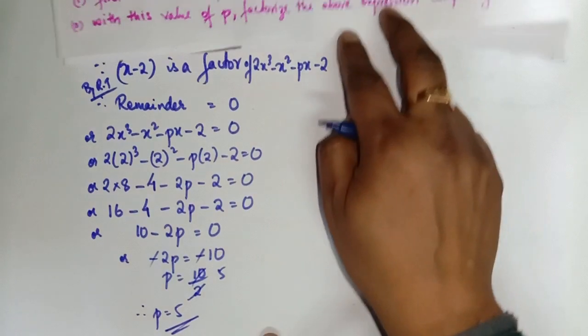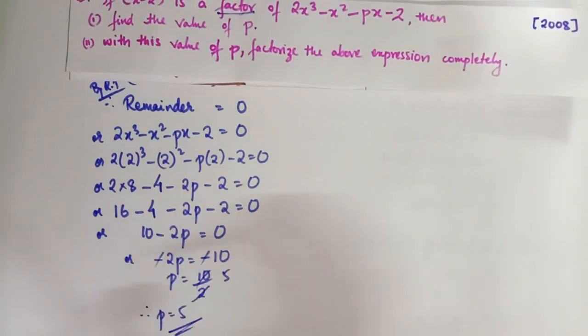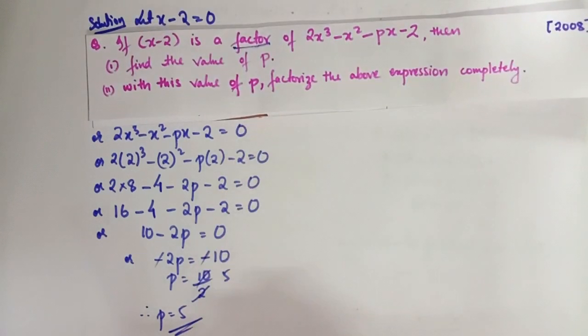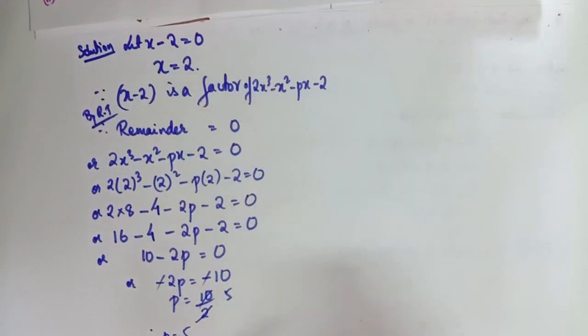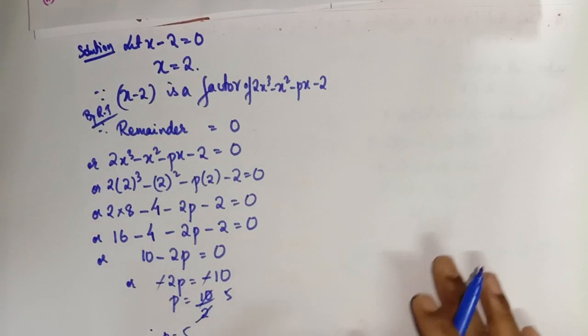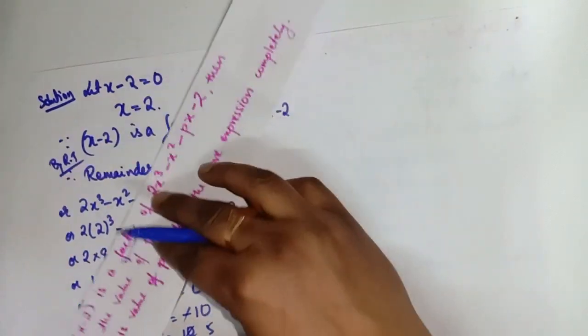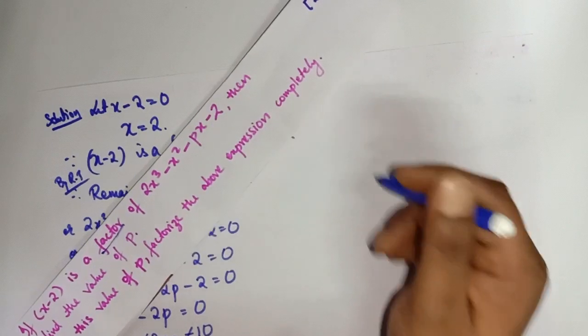Now what do I have to do? Now you can see in the next question they are given the value of p. So we have to put the value of p and we have to factorize the expression completely. So let's put the value of p. P, how much did we get? 5. So next step, what will you do? We have the expression.